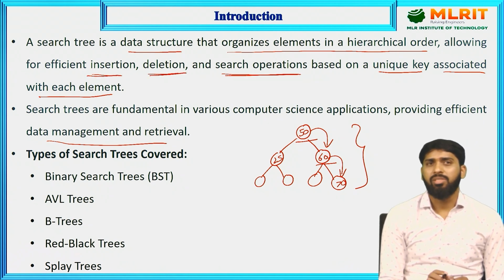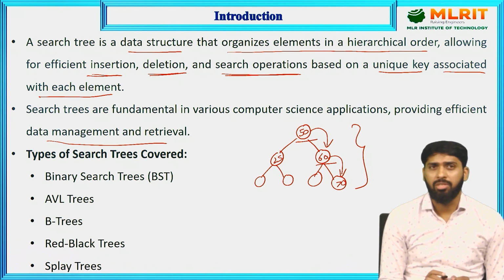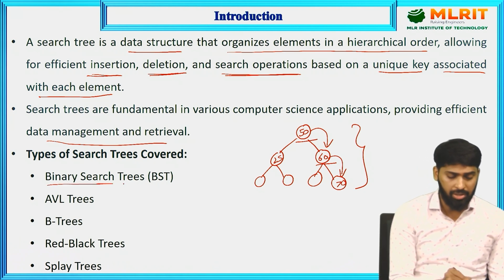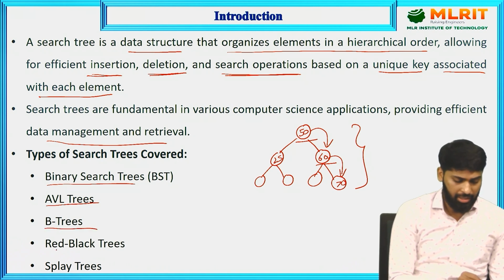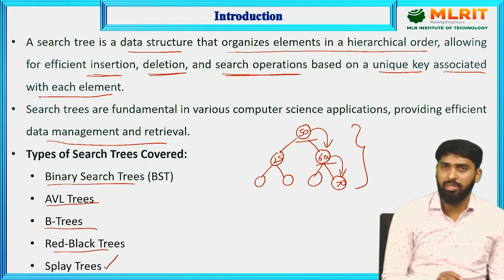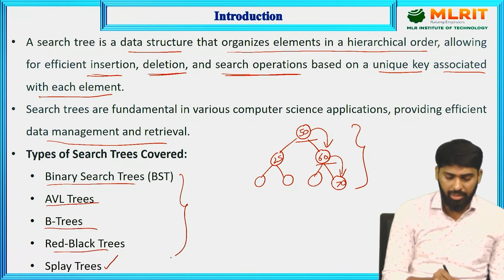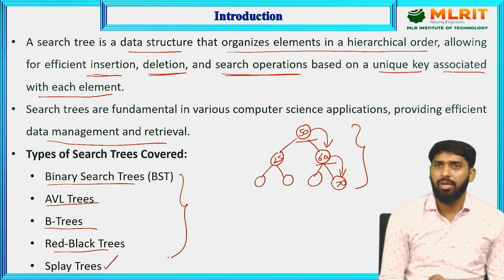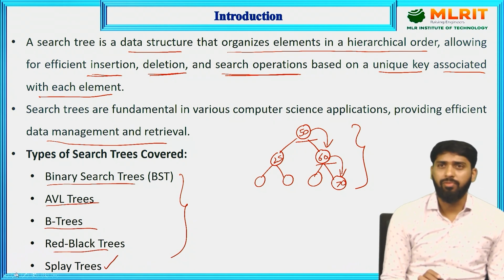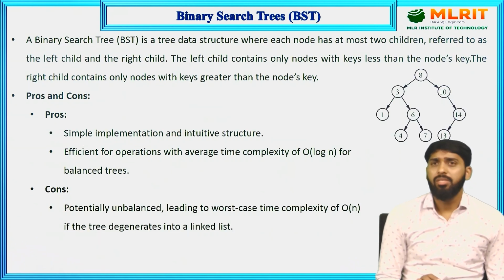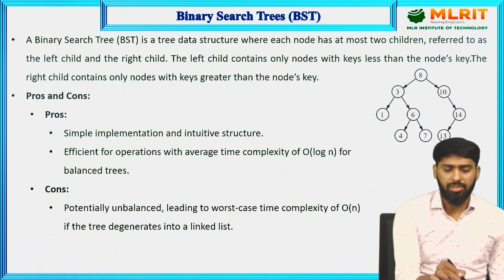Now, we will see different types of searching trees. One is binary search tree, then AVL tree, B tree, red black tree and splay trees. Already we discussed in detail all these trees in our previous classes. So now we see what are the pros and what are the cons of these trees. The first one is binary search tree.